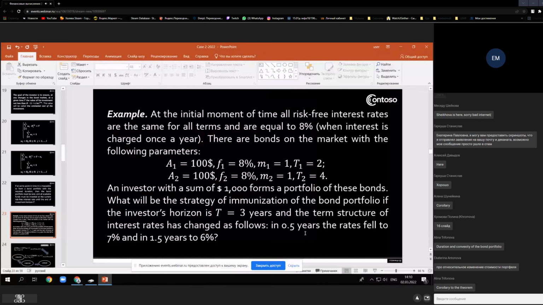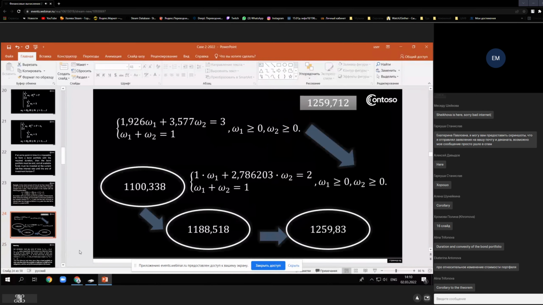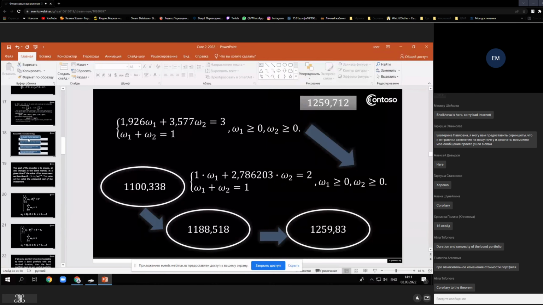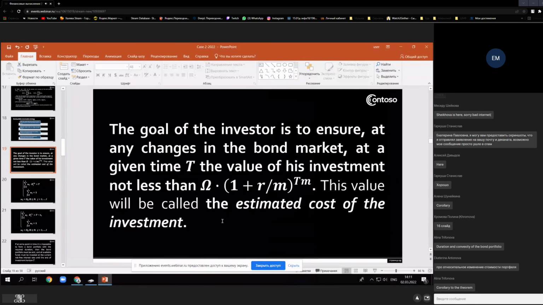So what's the idea of the solution? The idea is very, very simple. First of all, you are calculating the appropriate sum of the investment. How can it be done? You will do it using this formula, where omega is equal to 1000, and R is equal to 8%. The interest is calculated, I don't remember, but I think twice per year.